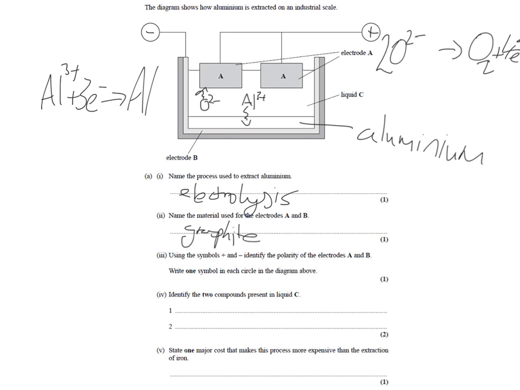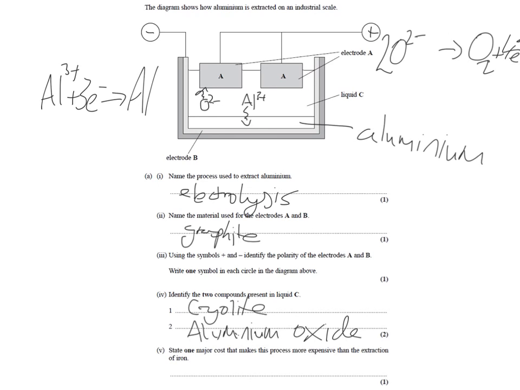So, name the 2 compounds present in liquid C. In the electrolyte, we have a substance called cryolite, and we also have aluminium oxide. Those are the 2 compounds we have present. Now you might be thinking, well, why bother having any cryolite in there? Well, the electrolyte needs to be liquid, because otherwise it won't conduct electricity. The ions within it cannot move if they're held together in a lattice. So one option would be to melt the aluminium oxide.